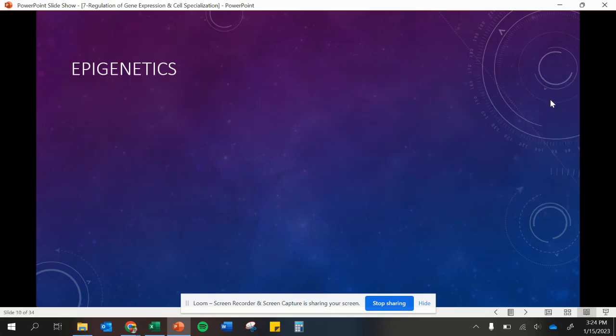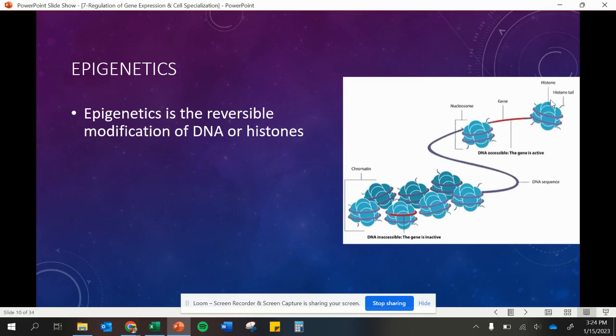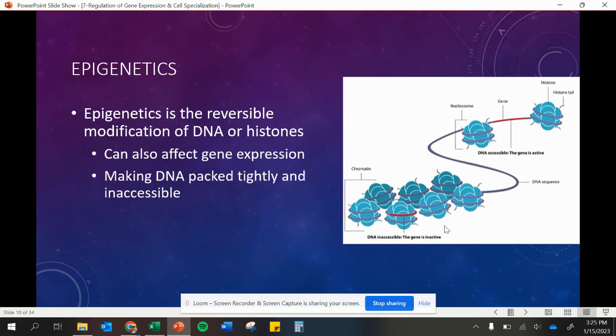We can also get at what we call epigenetics. Epigenetics is the reversible modifications of DNA or histones. Epigenetics is a more recent field that we've been looking at more. This is where we can have changes to the DNA that we can change over time. So it's not actually changing the sequence of the DNA, it's adding things to the DNA, or sometimes it's affecting the histones. Remember, the histones are those proteins that the DNA is wrapped around when we have it condensed. Okay, these can also affect gene expression.